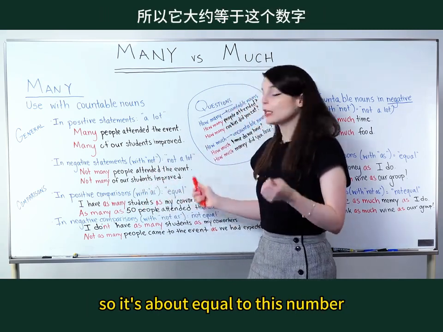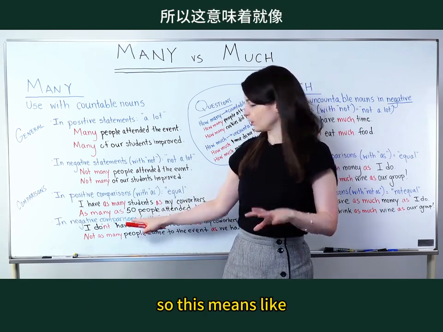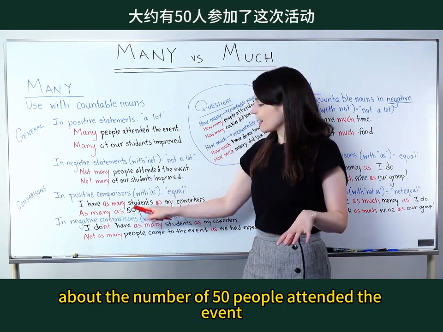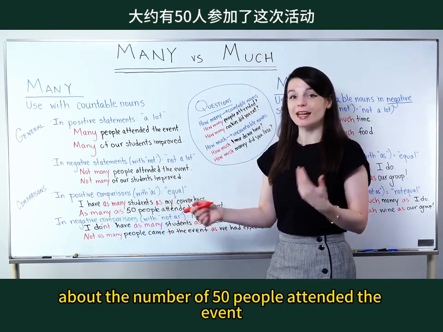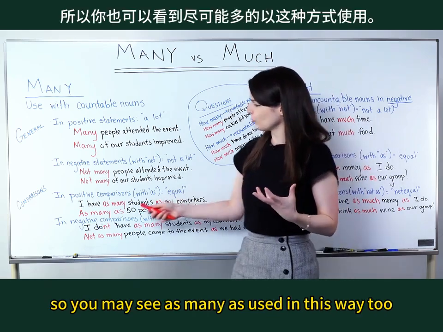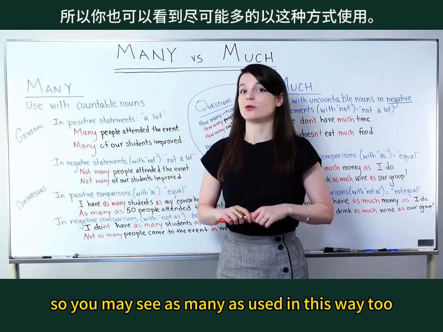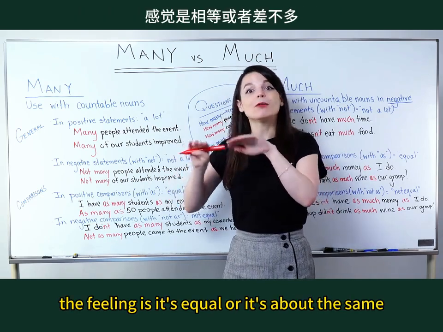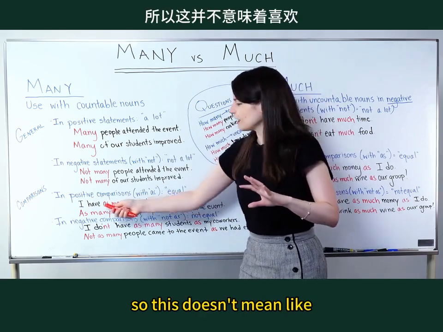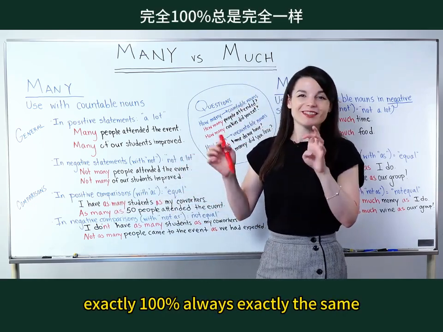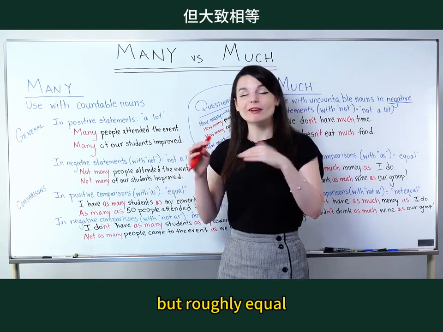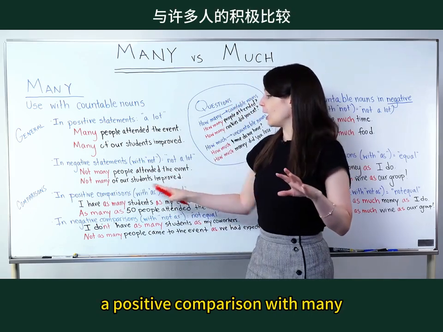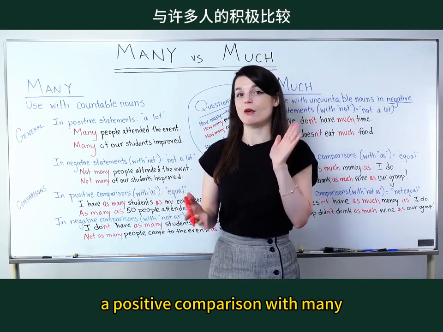So it's about equal to this number. This means about this many, about the number of 50 people attended the event. So you may see as many as used in this way too. The feeling is it's equal or it's about the same. This doesn't mean exactly 100% always exactly the same, but roughly equal. It's about equal. So this is the feeling of a positive comparison with many.